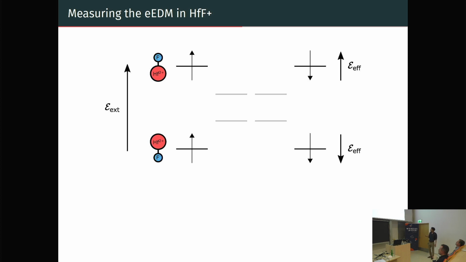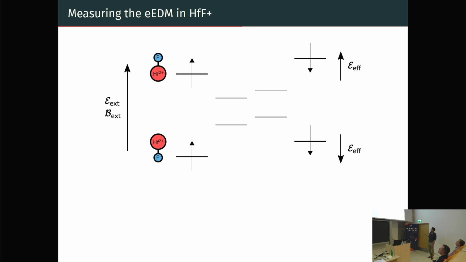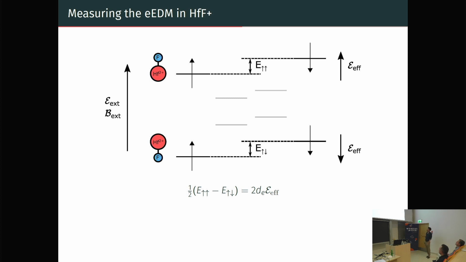Meanwhile, the unpaired electron spin points parallel to the externally applied field for these two states, and parallel for these two states. And so now if we apply a magnetic field, you can start to see that it looks a lot like the toy experiment I was talking about earlier.